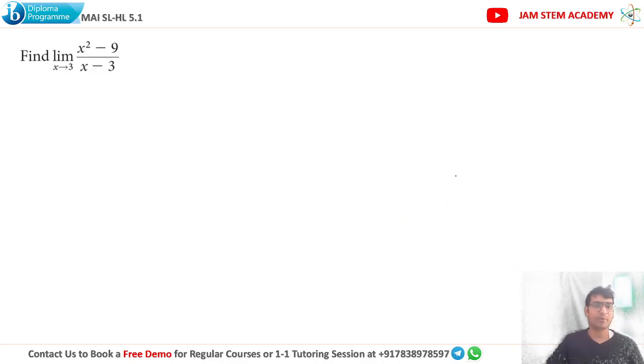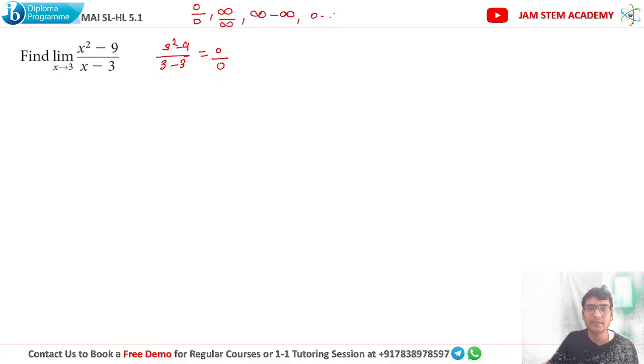Now, let's talk about this problem. Limit x approaches 3, x squared minus 9 over x minus 3. First thing is direct substitution. If you put x directly as 3, what will you get? 3 squared minus 9 over 3 minus 3, which is 0 over 0. It's indeterminate. There are 7 indeterminate forms in total: 0 over 0, infinity over infinity, infinity minus infinity, 0 times infinity, 0 to the power 0, infinity to the power 0, and 1 to the power infinity. If you get any answer like this, we call it an indeterminate form, and the value cannot be determined directly.